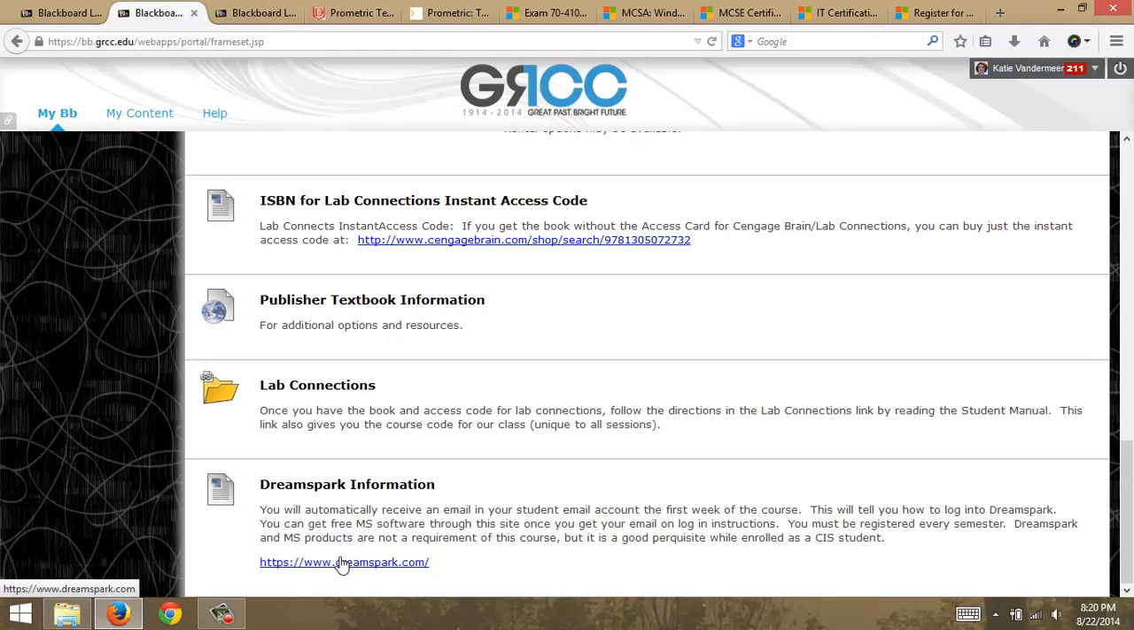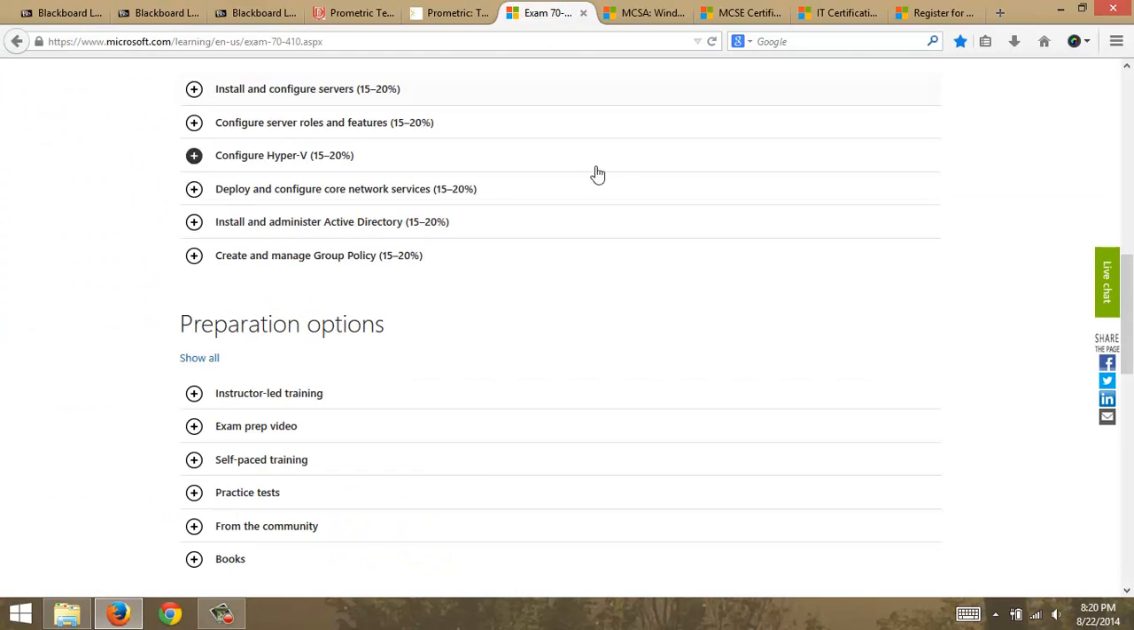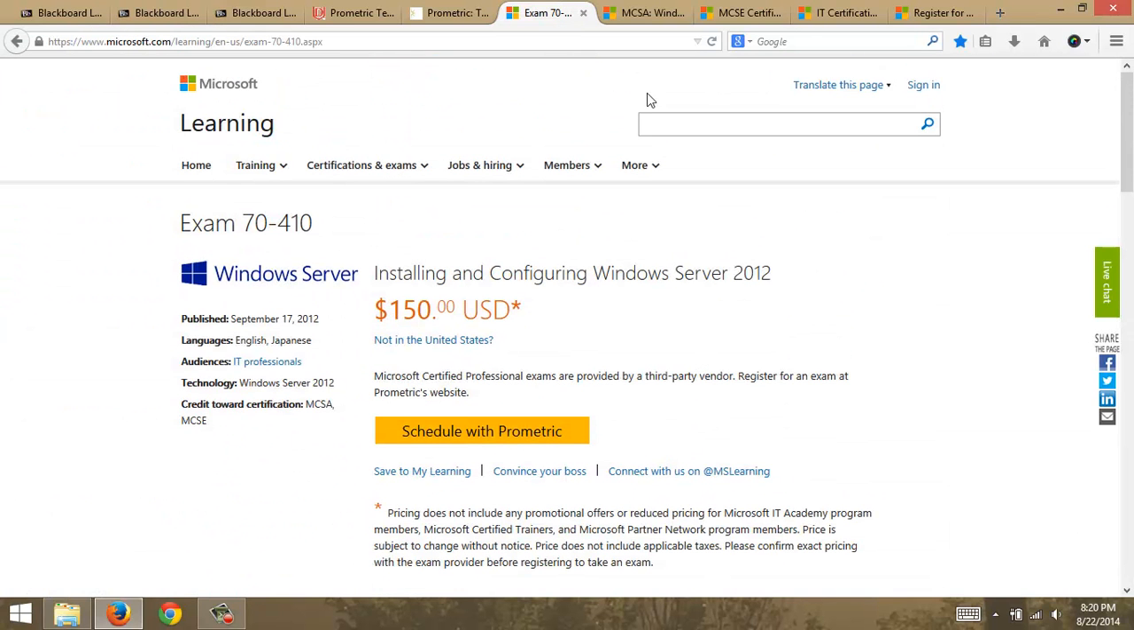Now you'll get an email the first week of class to your student account that will tell you how to log in. So when you're in Blackboard, check your email the first week, and this is available to all CIS students. But a major benefit. All right, I hope you have a better understanding of what we're doing in this course and how the Microsoft certification works.